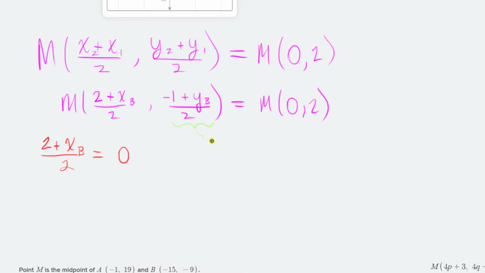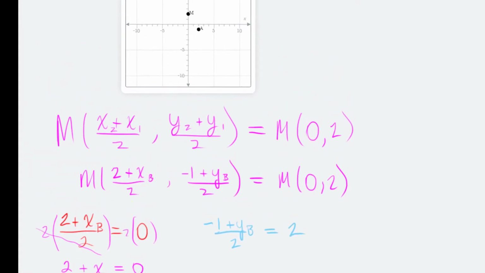Meanwhile, this equation, the equation for the y values, (-1 plus y of B) over 2, is supposed to give me an answer of 2. Well, now I have two equations that I should be okay trying to solve. So on the left-hand side, I would multiply both sides by 2 in order to get rid of the 2 in the denominator. And 2 times 0 is 0, so that's super convenient. So 2 plus the x of point B is equal to 0. Now I will subtract 2 on both sides, and I'll get that the x of B should be -2.